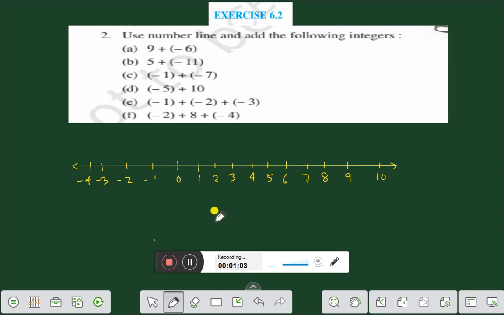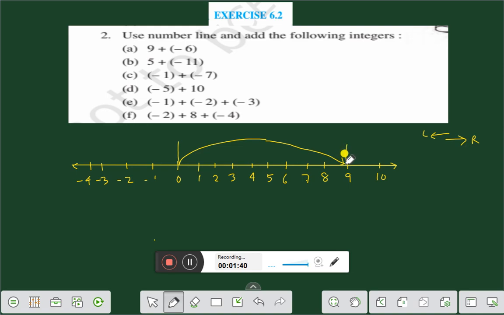Now 9 plus -6. First you will take 9. From here you have to take 9. 9 is here. That means we have to go from 0 to 9. Now -6. Plus means in this direction, on the right side, so minus will be on the left side. -6 means you have to count 6.